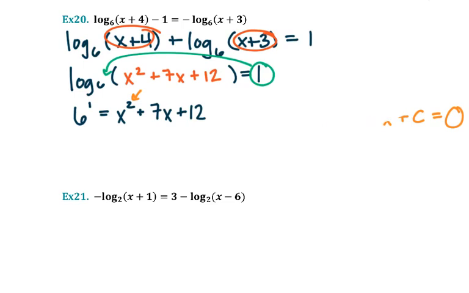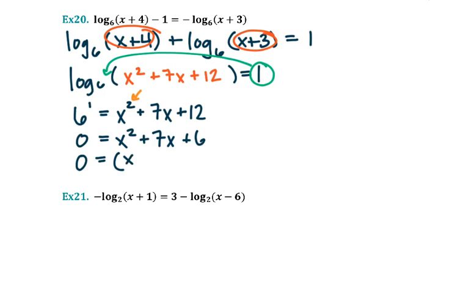So 6 to the first is just 6. I'm going to subtract 6 from both sides, and I get 0 equals x squared plus 7x. Subtracting that 6 from 12 gives me positive 6. And this is going to factor. In this case, I'm going to get 0 equals x plus 6, x plus 1.